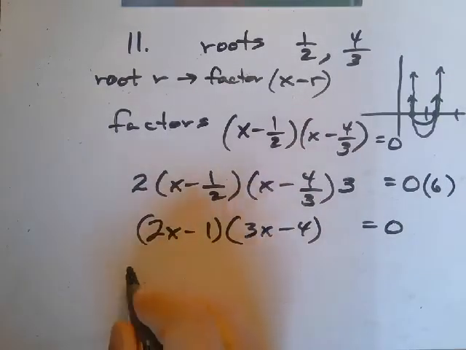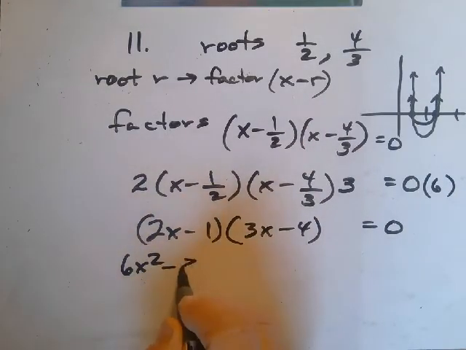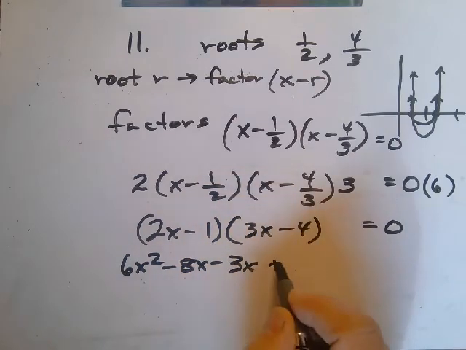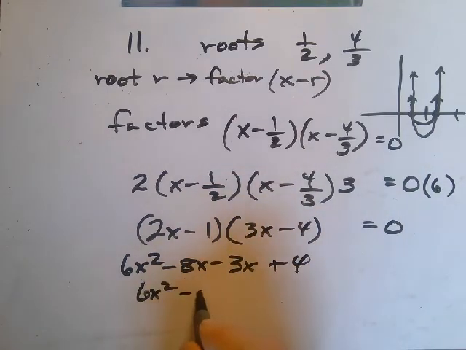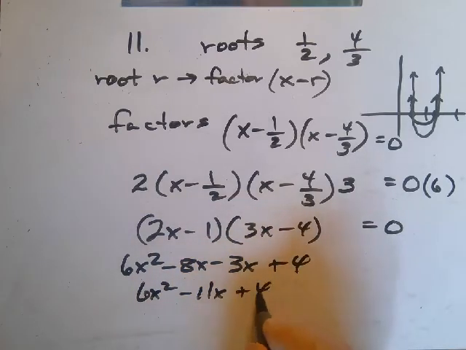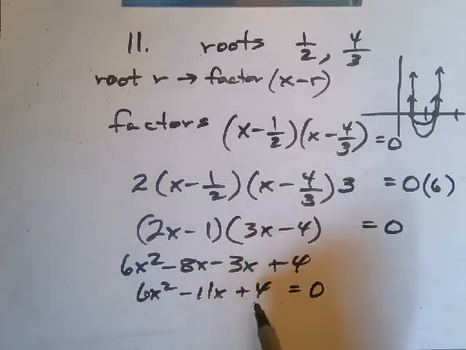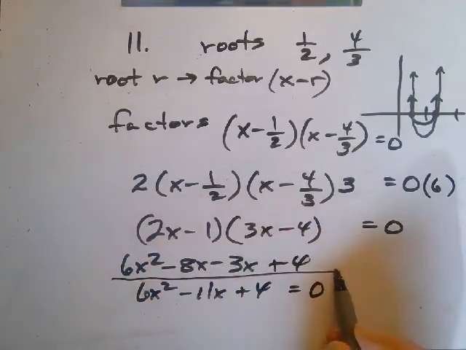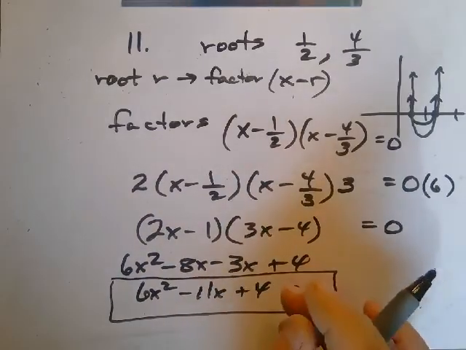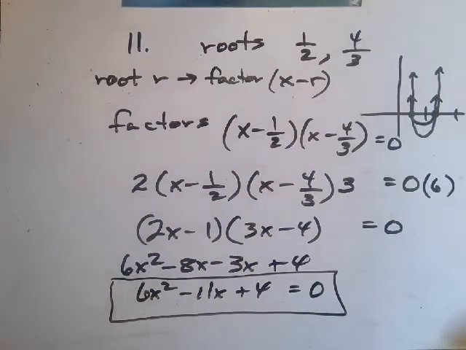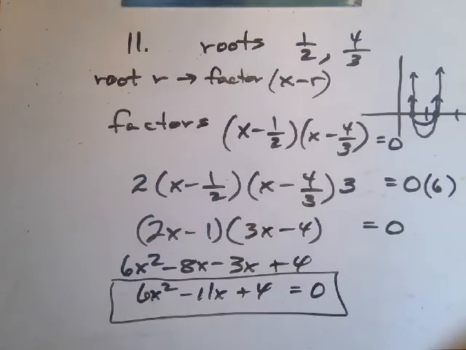So now go ahead and FOIL this. I get 6x squared minus 8x minus 3x plus 4, or 6x squared minus 11x plus 4, and that's equal to 0. So this is the equation we're looking for. Notice there's no fractions in my answer. Okay, you'll have some more problems like that to do on your homework. This is the one thing that's new in this section. Make sure you follow the rules of setting it equal to 0 first, factoring it, and then using the zero product property.